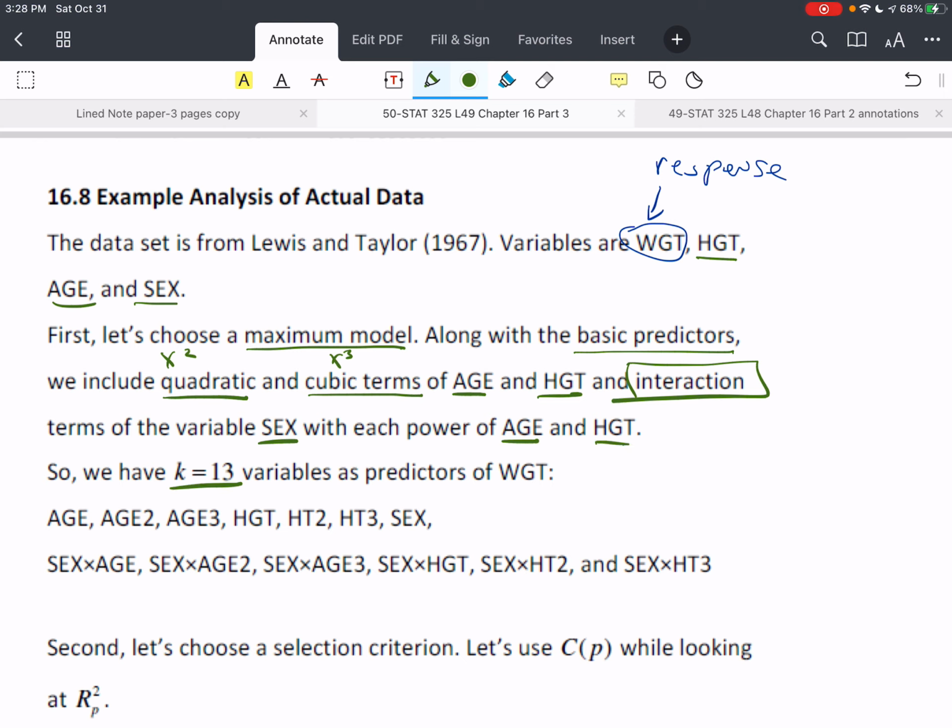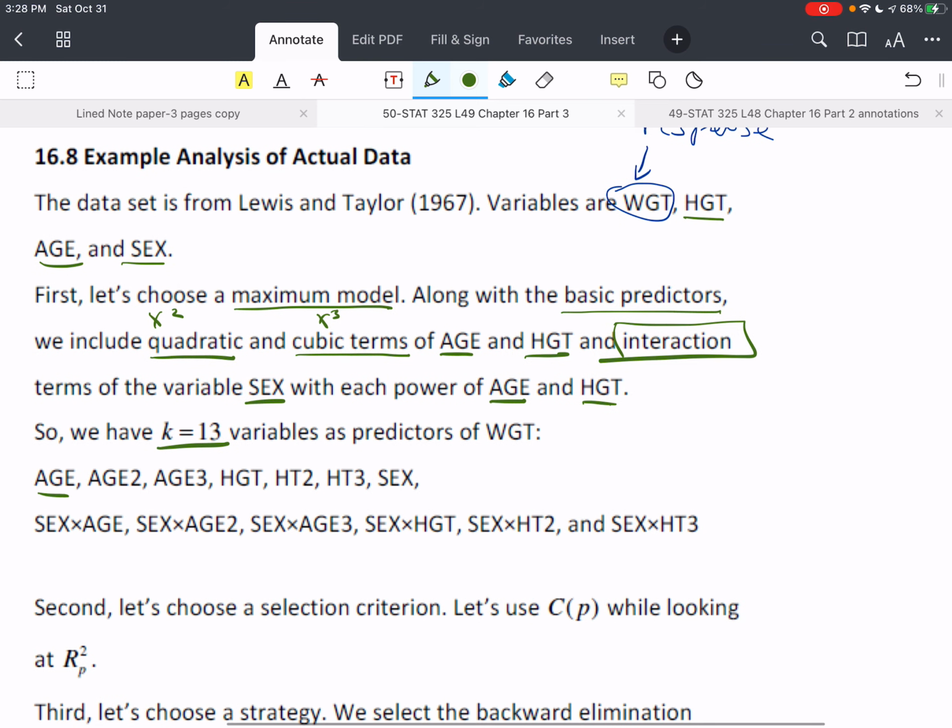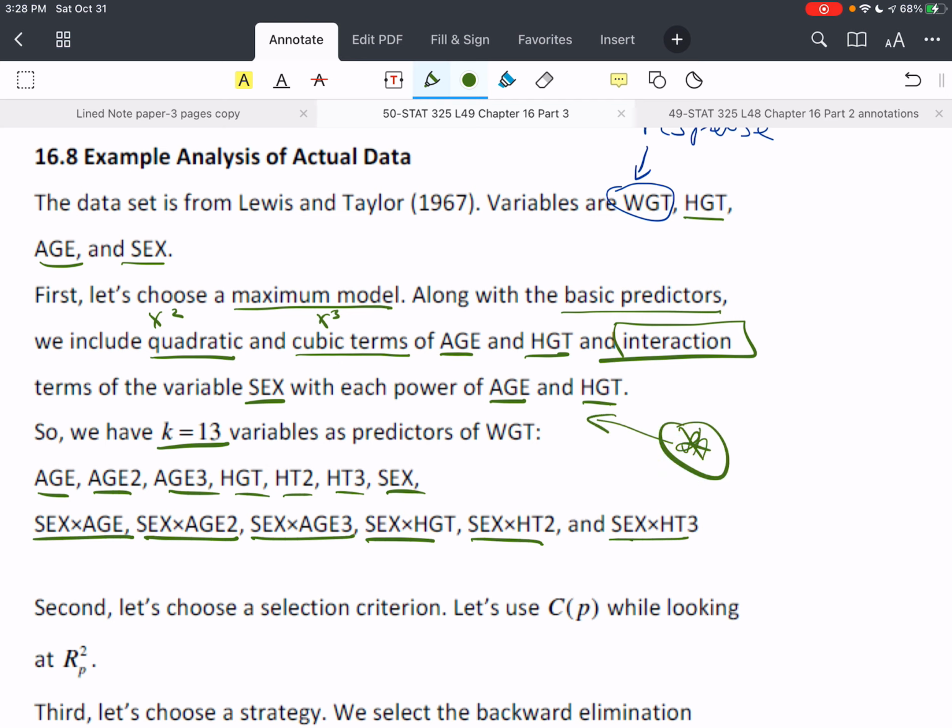We're going to have 13 predictor variables for weight. So let's look at what they are. They're age squared, age cubed, height squared, height cubed, and sex. And then we have sex by age squared, sex by age cubed, sex by height squared, and sex by height cubed. So take a look at this wording and make sure that you see how that means this.